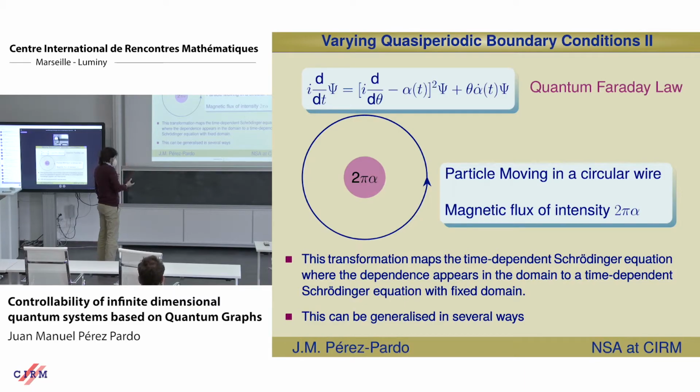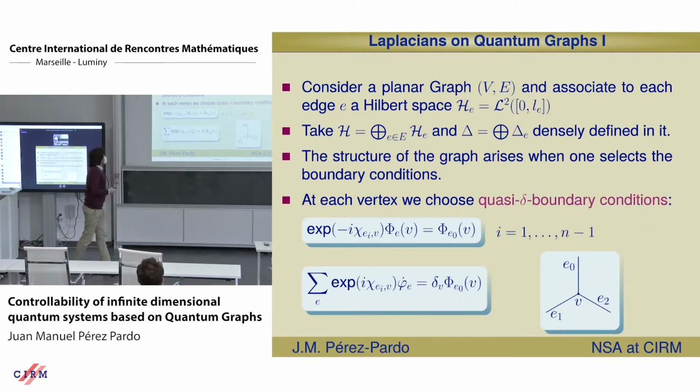Now, for generic quantum graphs, we can do the same. This simple version that I explained here for just one interval, with this complex phase, we can push to generic quantum graphs. And we can generalize this family of boundary conditions in several ways, which is what I'm going to introduce in the next slide. So consider that we have some planar graph with V the vertex space and E the edge space. To each edge, we associate a Hilbert space of square integrable functions on an interval of length L_E. As the Hilbert space for the system, we consider the direct sum of all these Hilbert spaces, and as the operator, the direct sum of all the Laplacians that we can build on all these edges.